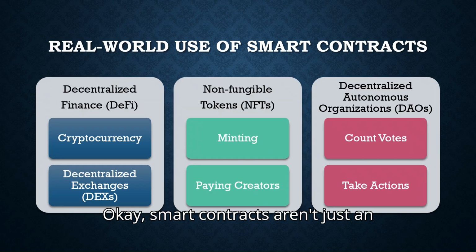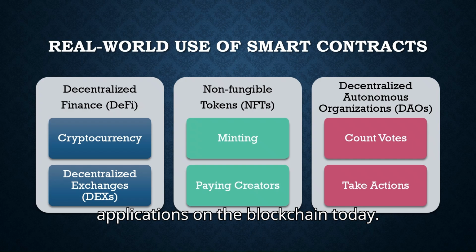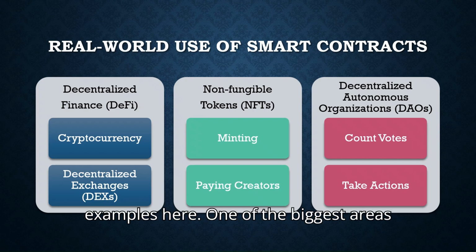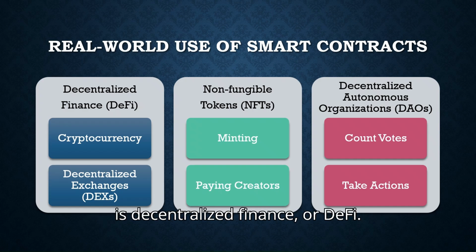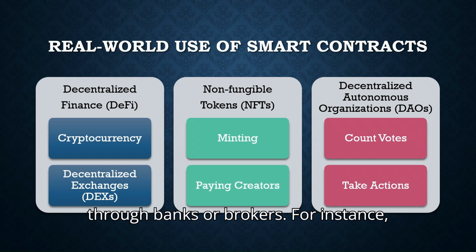Okay, smart contracts aren't just an interesting idea, right? They're already running applications on the blockchain today. Let's look at a few of the most common examples here. One of the biggest areas is decentralized finance, or DeFi. These are apps that let people lend, borrow, or swap tokens without going through banks or brokers.